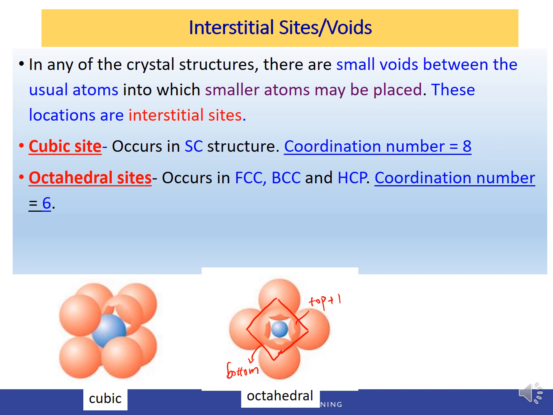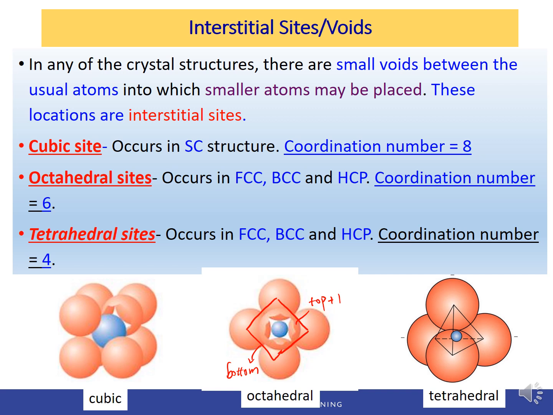And between the 6 atoms, there is a void. And this void is the octahedral sites. And the coordination number is 6 because now we have 6 atoms packed or stacked together, leaving that void in between them. The last one is the tetrahedral sites, which also can be found in FCC, BCC, and HCP structure.